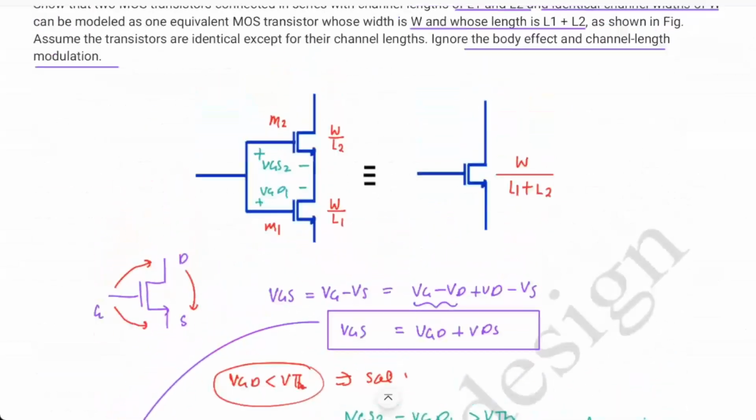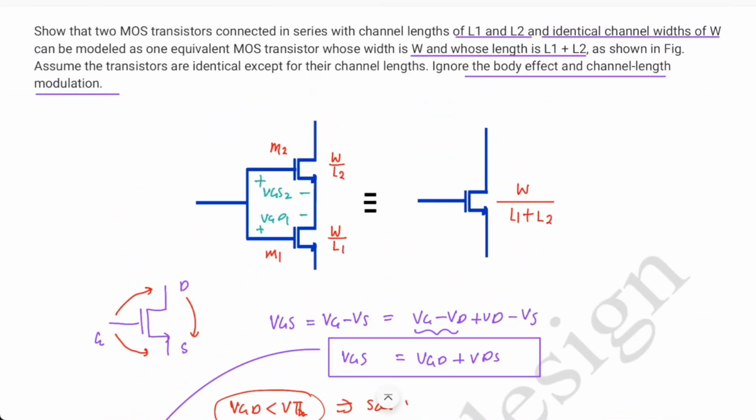So again, in summary, this M1 transistor will always be in triode region. M2 can be in linear region or saturation region. In both cases, whether it's in linear or saturation, we can model both transistors as an equivalent W by (L1 plus L2). So we just proved it mathematically also. If you have any doubt or you didn't understand, or you see any wrong calculation, then let me know.